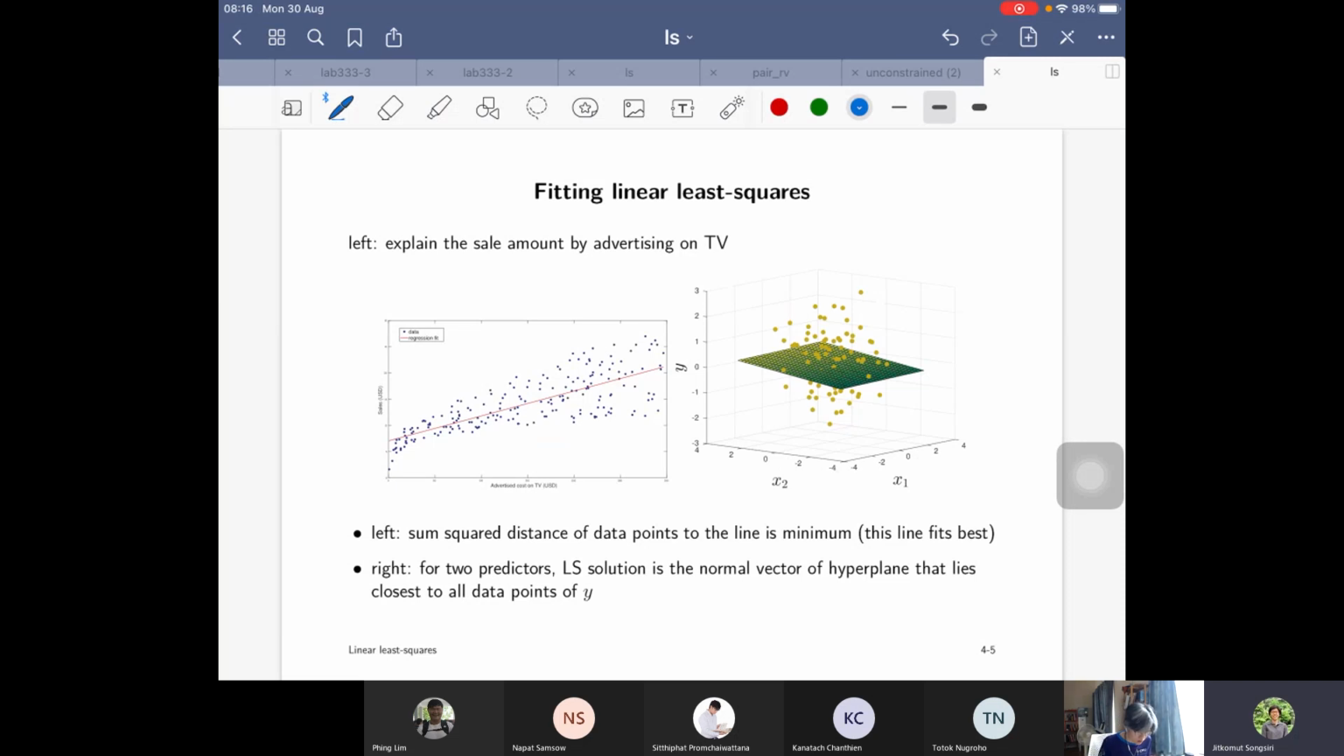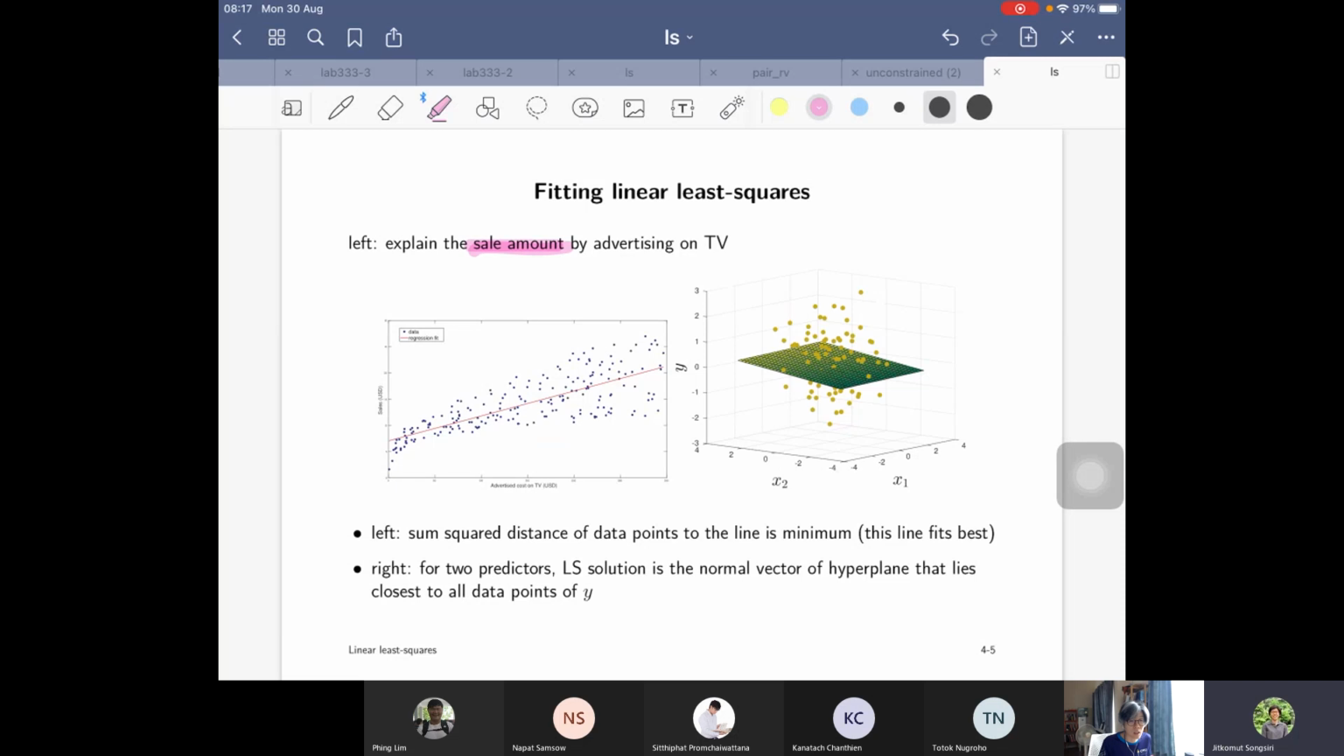So this is the advertising data set from the Introduction to Statistical Learning textbook. All right, it's a famous data set. So you have a product sales. For example, you run a company and you have a product.